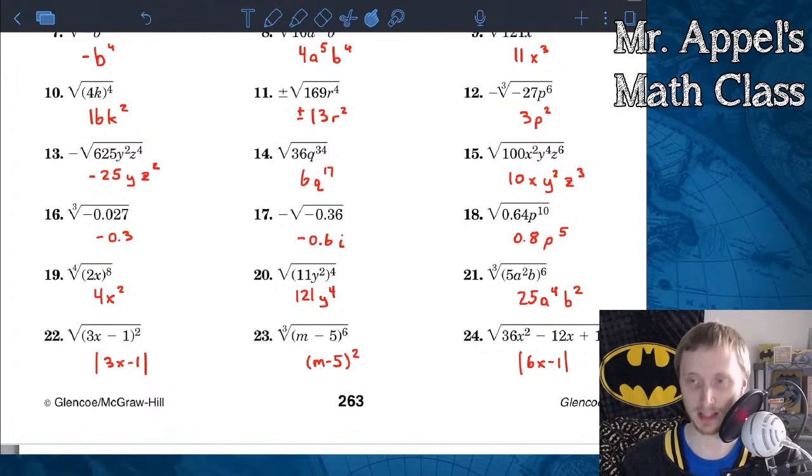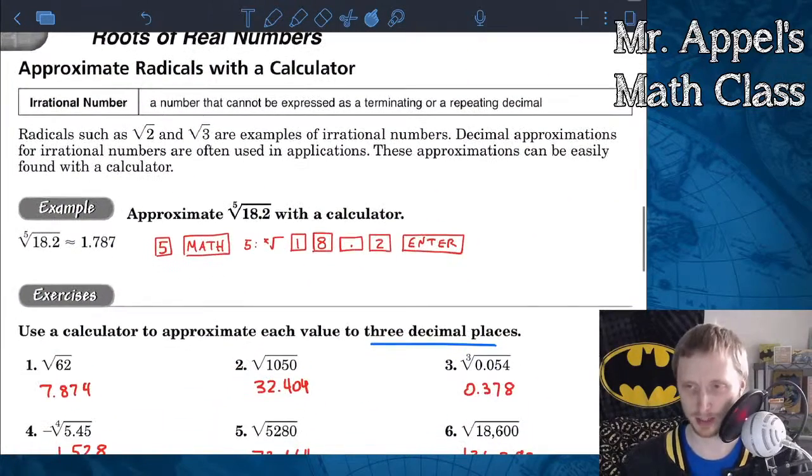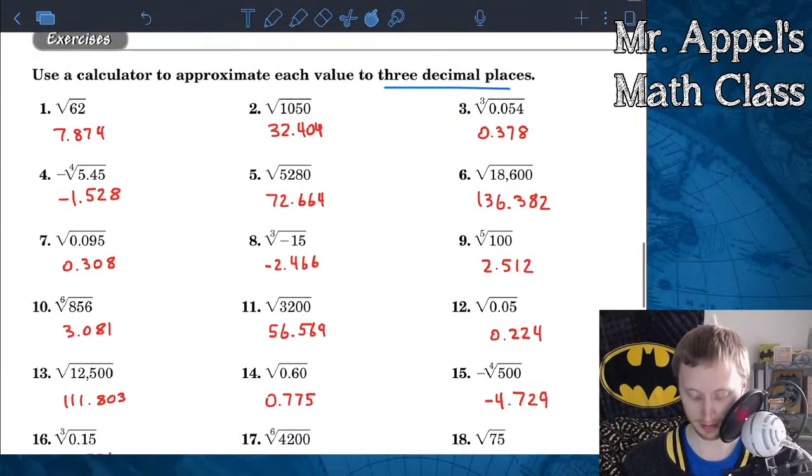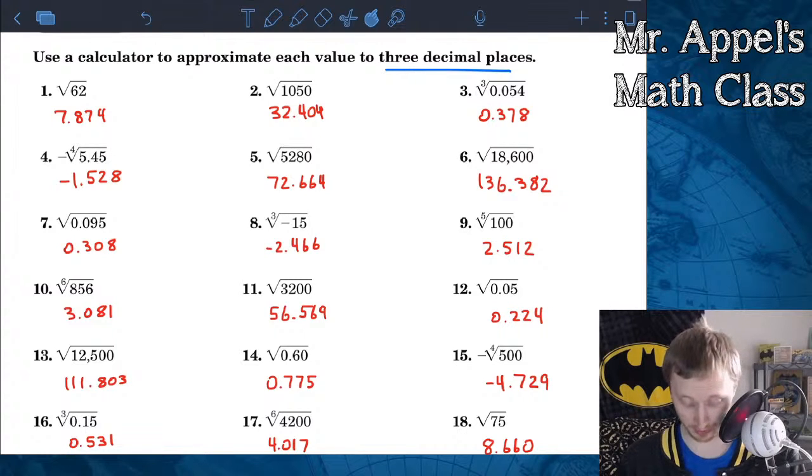Okay, well, then let's go on to the next page. The calculator approximations. And we are rounding to 3 decimal places, so yours should be pretty exact here, unless again I miswrote something.